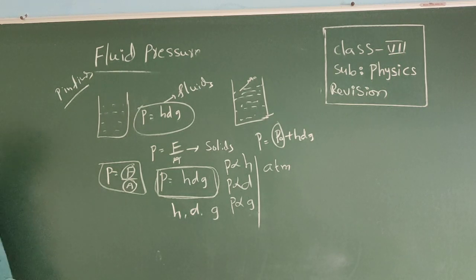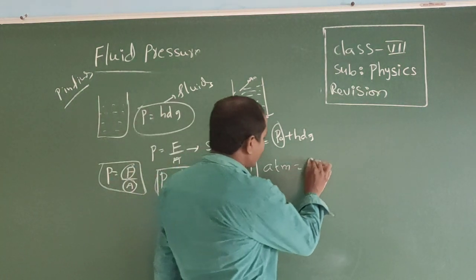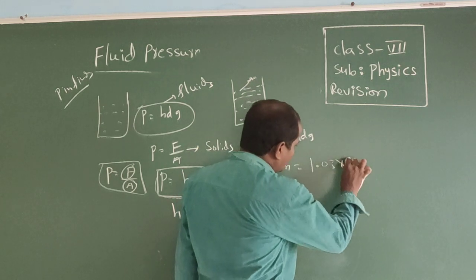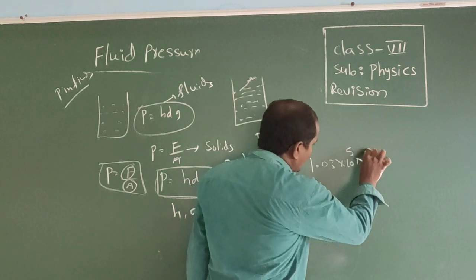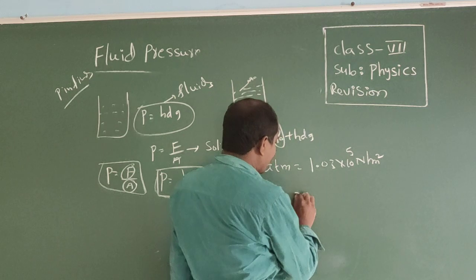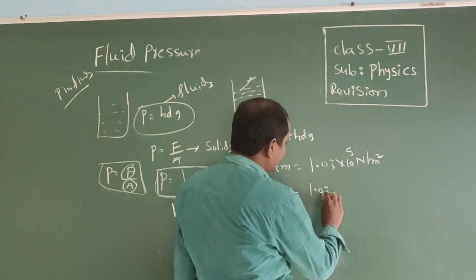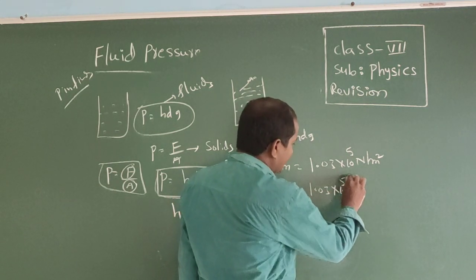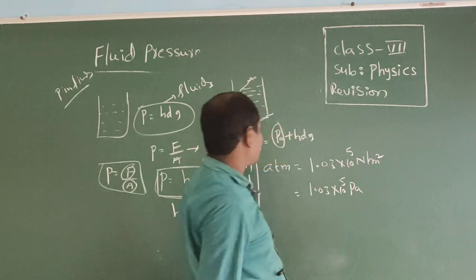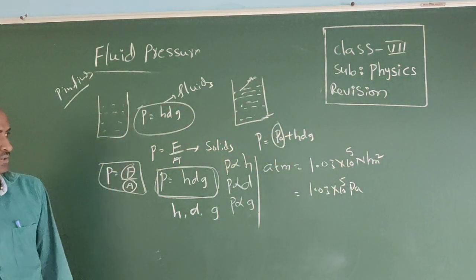We can write 1 atm is equal to 1.03 into 10 power 5 Newton per meter square. It is the value, or we can write 1.03 into 10 power 5 pascals also. It is the 1 atm value.